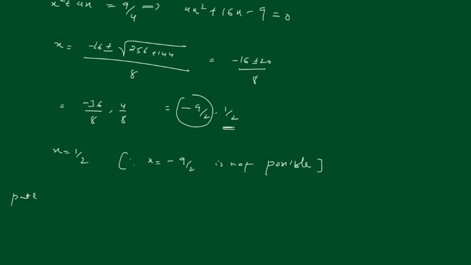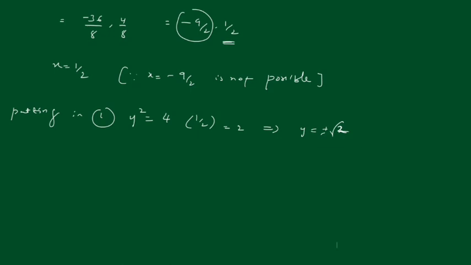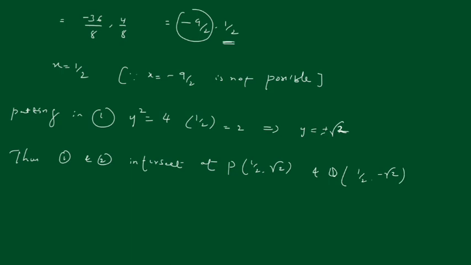So putting it in equation 1, y square equals 4 times 1 by 2, which equals 2. So y equals plus or minus root 2. Thus 1 and 2 intersect at P, 1 by 2 comma root 2, and Q is 1 by 2 comma minus root 2, as already mentioned in the figure.